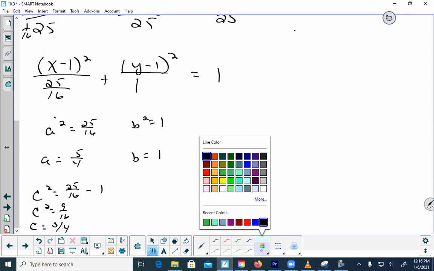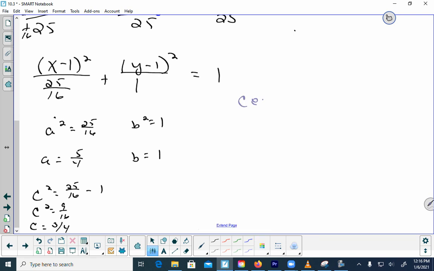So now I have all my information. So now I'm going to answer the questions. My center is going to be whatever I'm subtracting from the x, whatever I'm subtracting from the y. So my center is going to be 1, 1. My vertices, I'm going to do the major first. The major is with this a, which is the x. So the x coordinate of my center is going to change. So my major vertices are going to be, I'm adding 5/4 to both, so I'm going to have 9/4, 1, and then subtract 5/4. I'm going to end up with negative 1/4, 1.